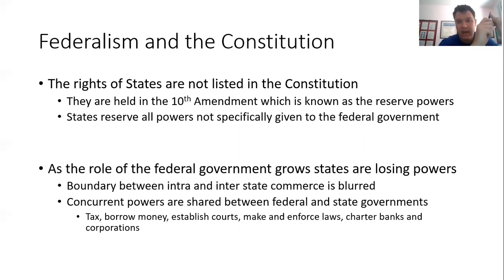And those are things like taxation, borrowing money. States can borrow money. They can establish courts. They can make and enforce laws. They can charter banks. They can regulate corporations. And so all of those things fall into the powers of state and federal government. So you have some overlap there between those things.